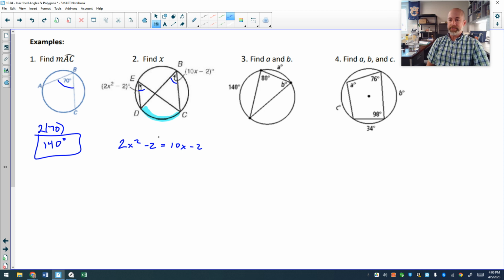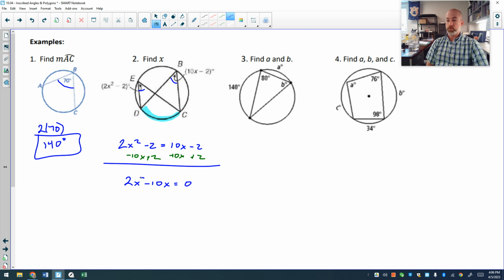which means 2x squared minus 2 is equal to 10x minus 2. And I see x squareds and x's in a single equation, which means we want to solve this by factoring. I'm going to move that 10x and this 2 over, so minus 10x plus 2. And this one's pretty nice as far as factoring is concerned because the constant 2 goes away. We're left with 2x squared minus 10x is equal to 0.